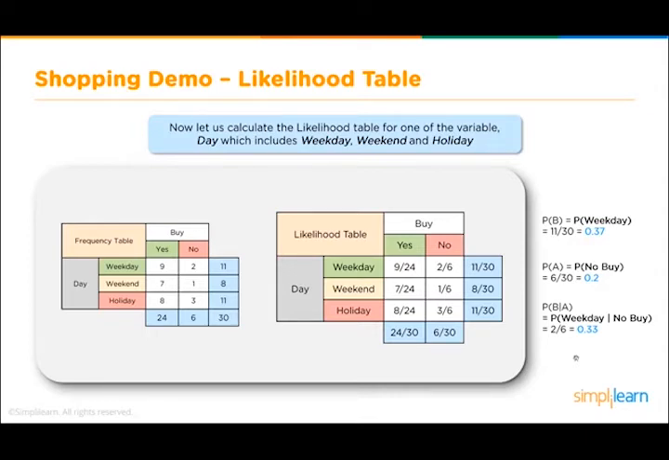In this case, we're going to look at the probability of the weekday and not buying. 2 of the no buys were done on the weekday out of the 6 people who did not make purchases. So when we look at that, probability of the weekday without a purchase is going to be 0.33 or 33%. Let's take a look at this at different probabilities.